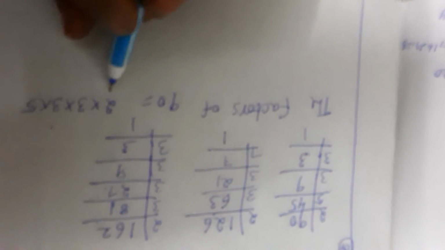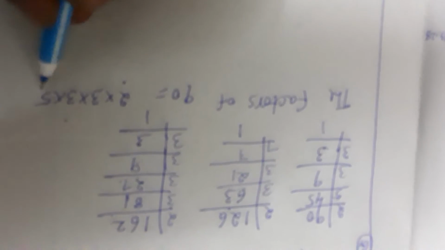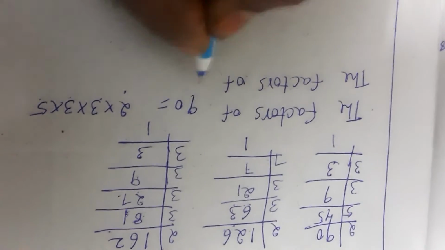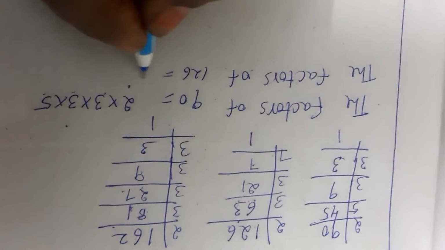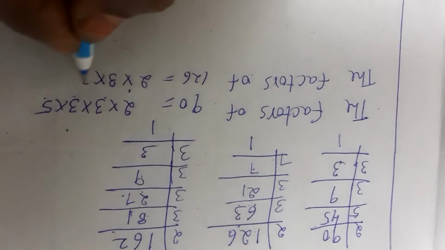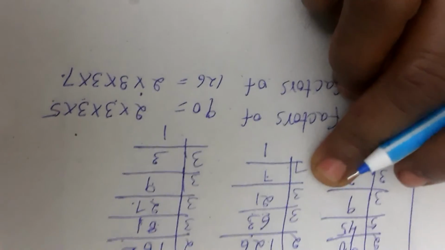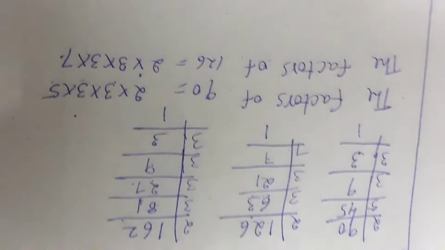So the factors of 90 equal 2 into 3 into 3 into 5. 2 threes are 6, 6 threes are 18, 18 fives are 90. Then the factors of 126 are 2 into 3 into 3 into 7. 2 threes are 6, 6 threes are 18, 18 sevens are 126.